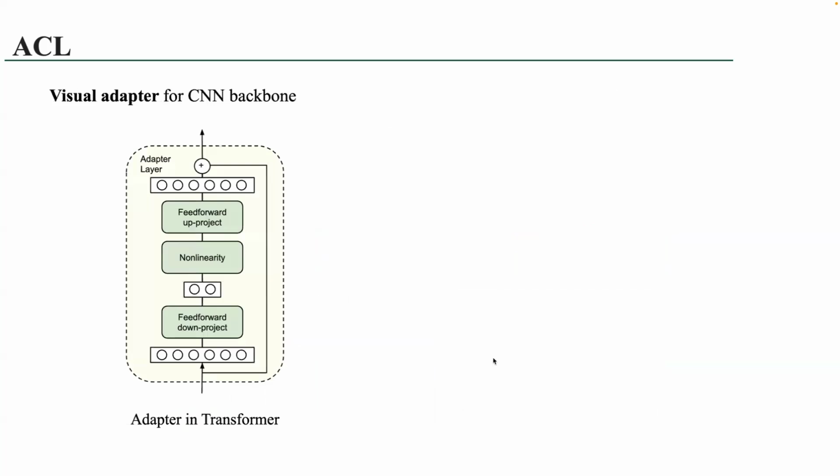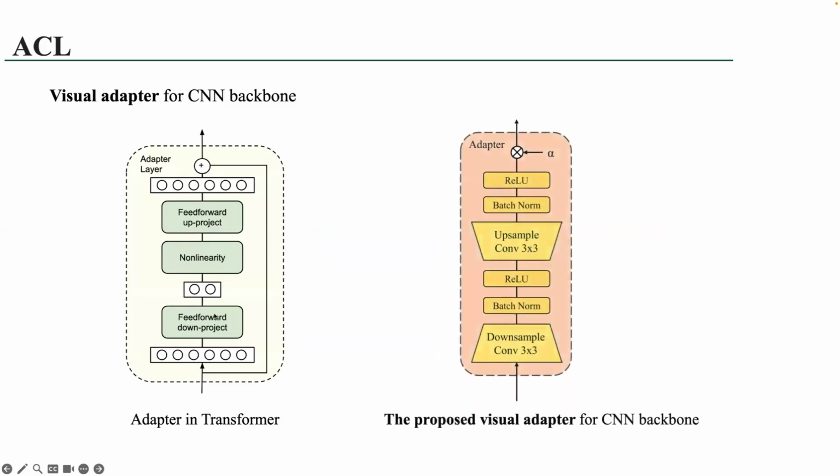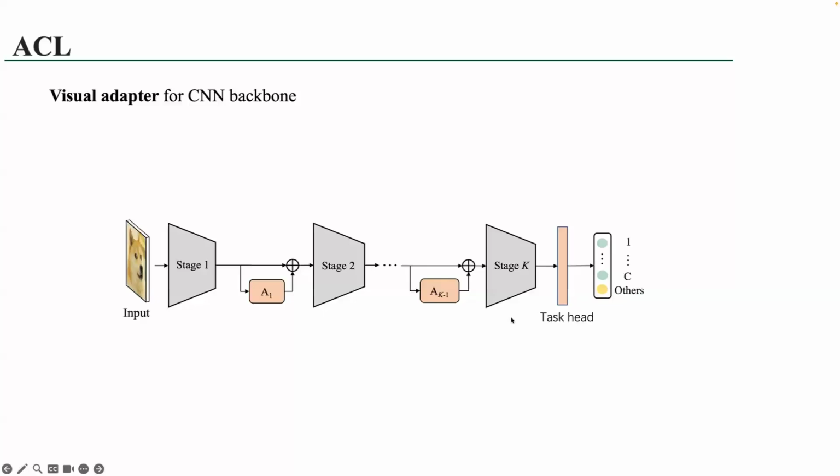To implement task incremental learning, we designed a vision adapter for CNN backbones. Inspired by transformer-based adapters, we designed CNN-based adapters. This adapter is inserted between CNN stages and works with a task head for efficient task incremental learning.